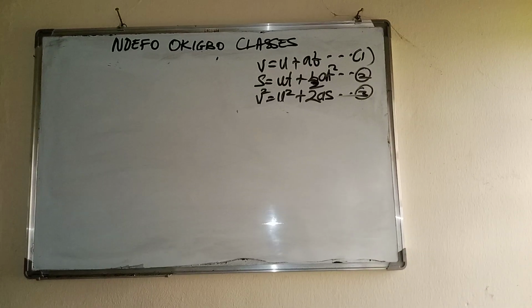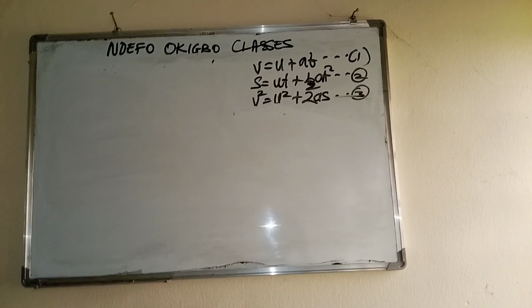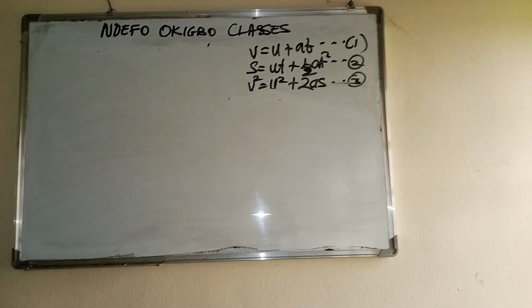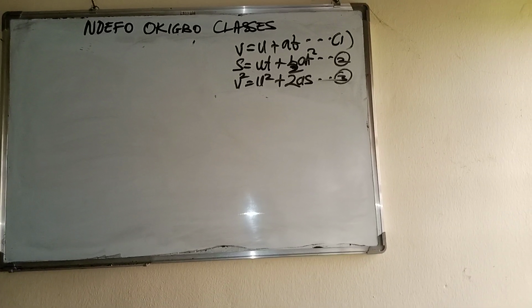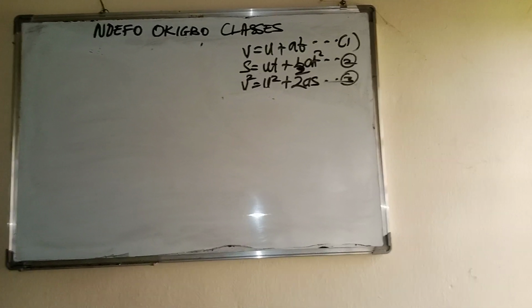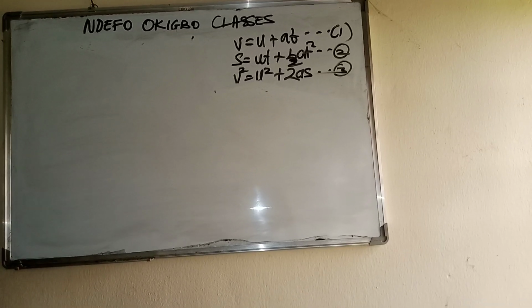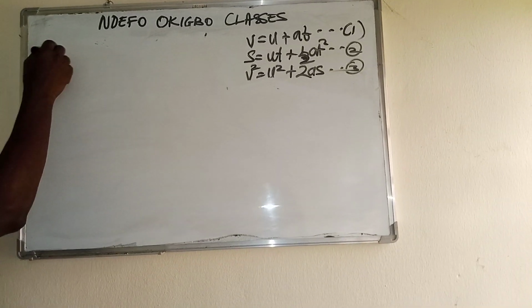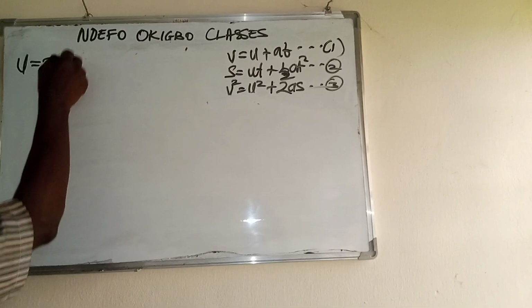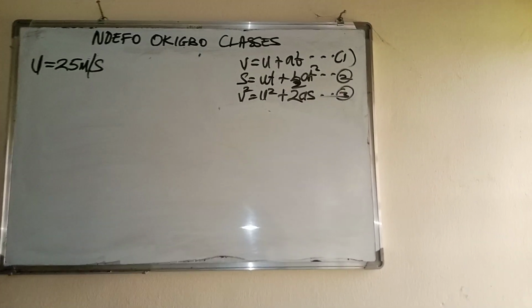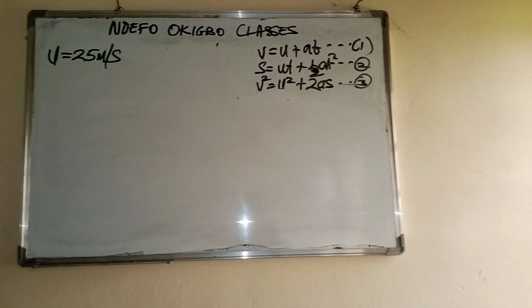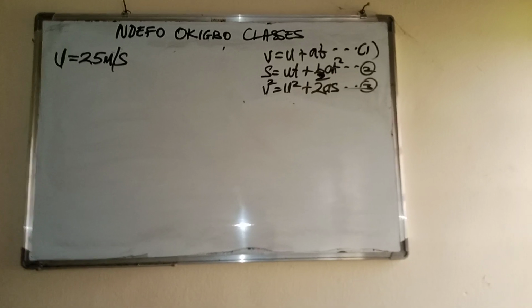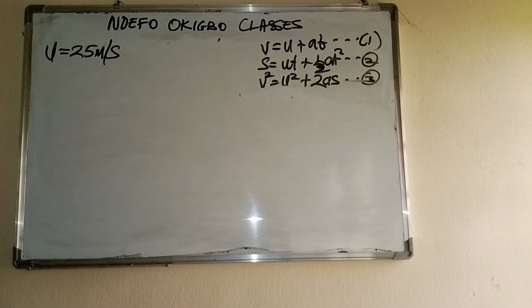A ball, the next question. A ball is sent up vertically by hitting it up with a velocity of 25 meters per second. That's the velocity with which it was hit up, u = 25 meters per second. A ball was hit up with that velocity. When the ball goes up, it will experience acceleration due to gravity.